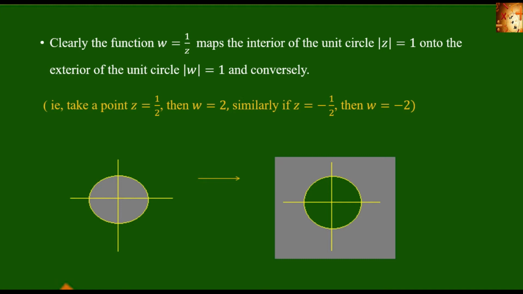Conversely, if you are taking Z equal to minus 1 by 2, we get W equal to minus 2, which also lies outside the unit circle mod W equal to 1. So the interior point of the unit circle mod Z equal to 1 maps onto the exterior point of the unit circle mod W equal to 1 and vice versa. So this will be the picture. Interior points of mod Z equal to 1 are mapped onto the exterior of the unit circle mod W equal to 1.